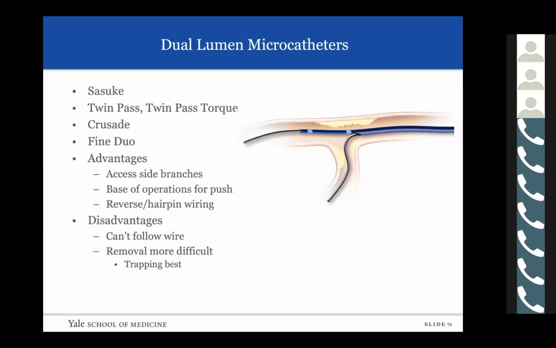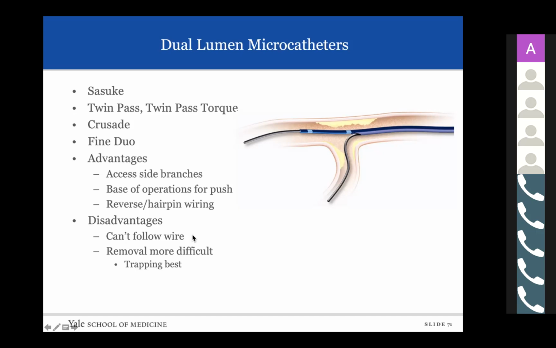Dual lumen microcatheters, we have Suzuki here, but this is the typical pictograph. I'm sorry, this is a monorail port distally, and there is an over-the-wire port proximally with a proximal marker. This is very good for accessing side branches. It gives you a base of operations here from where your push goes rather than from the guide. And it's also helpful for reverse hairpin wiring, which I have a graphic I'll show you in a second.